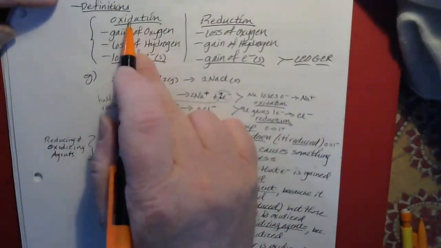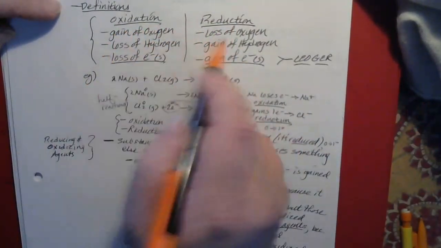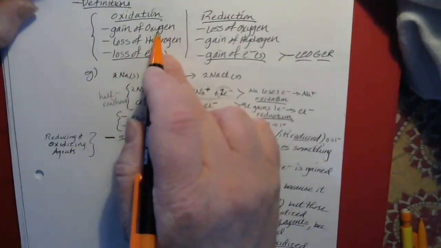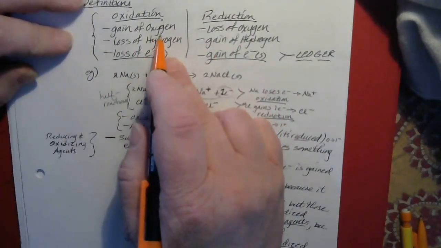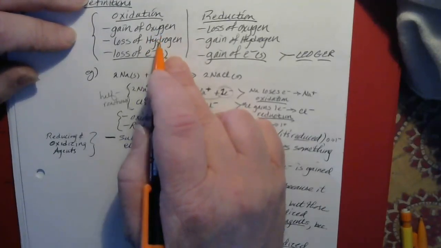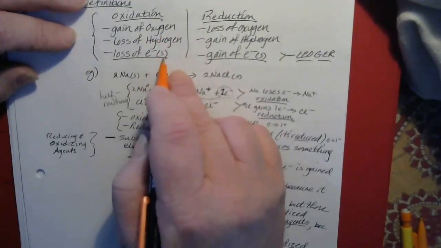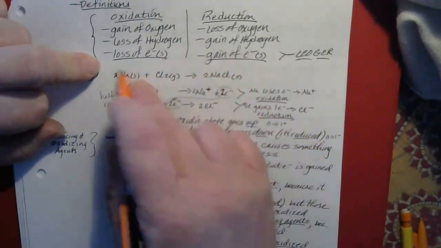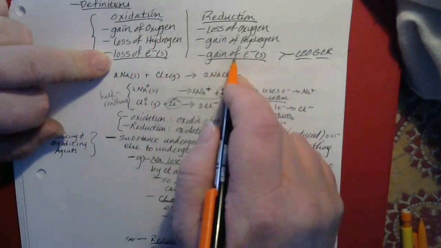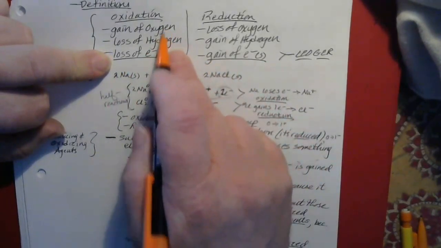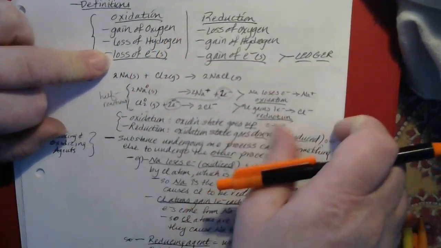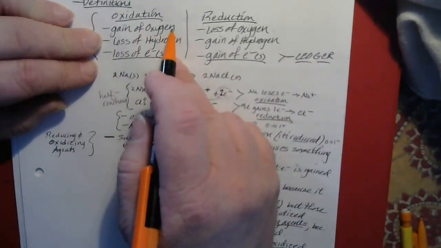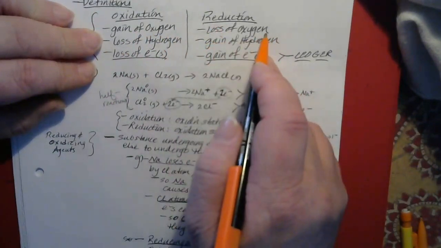So the definitions for oxidation and reduction, I put them next to each other because they're essentially the opposite of each other. There's a definition that involves oxygen, one that involves hydrogen, and one that involves electrons. I've underlined the electrons because that's kind of the most universal definition, although the oxygen and hydrogen ones are often easier to spot when you see them. So oxidation would be a gain of oxygen, and reduction would be a loss of oxygen.